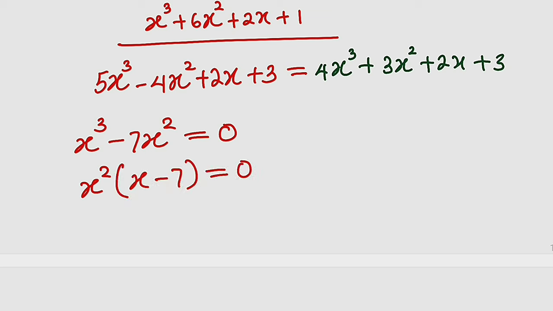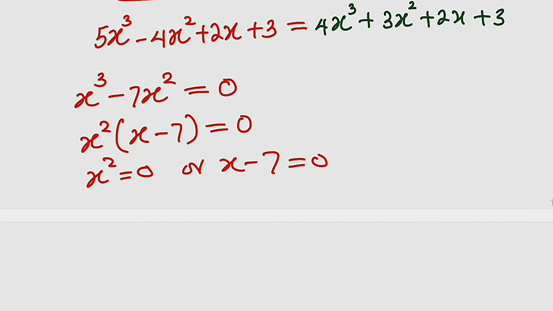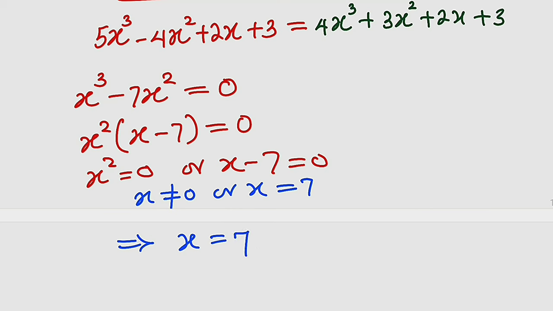If you factorize it, it is either x squared equal to 0 or x minus 7 equal to 0, which means that x is either 0 or x equals 7. Remember, x represents a base, so x cannot be equal to 0 because we don't have 0 base, which implies that the x we are looking for is equal to 7.